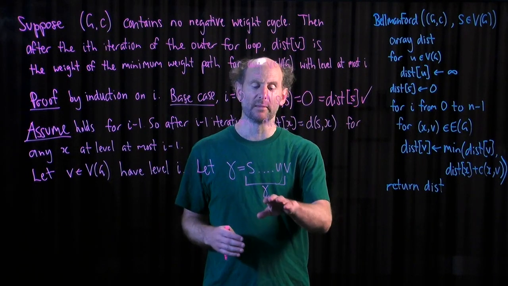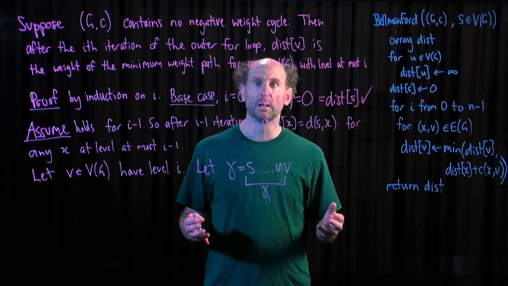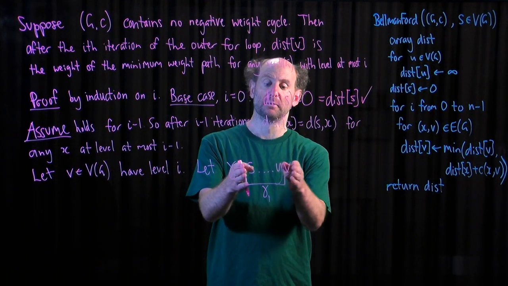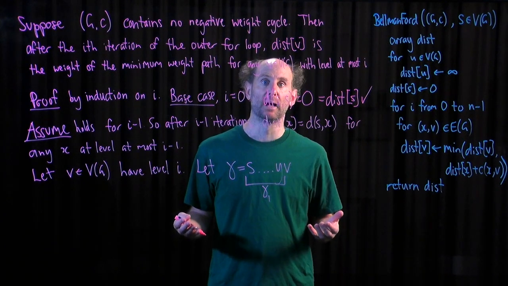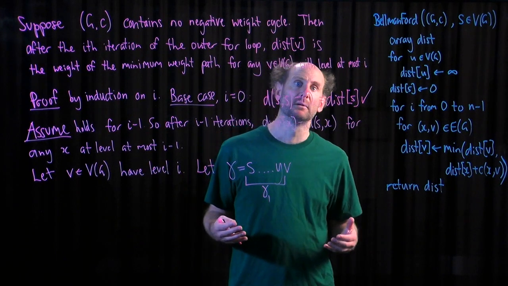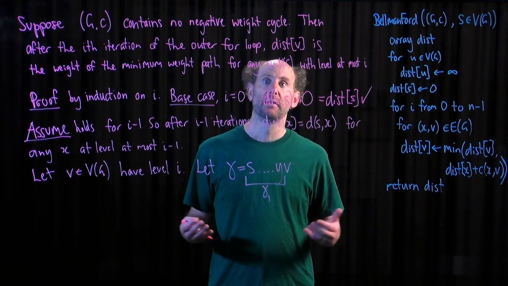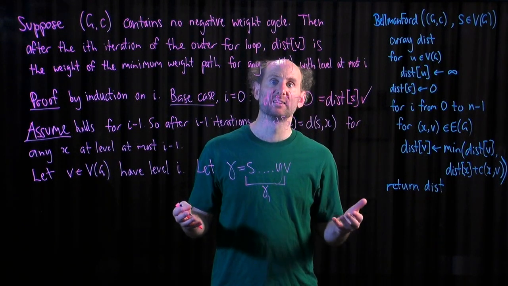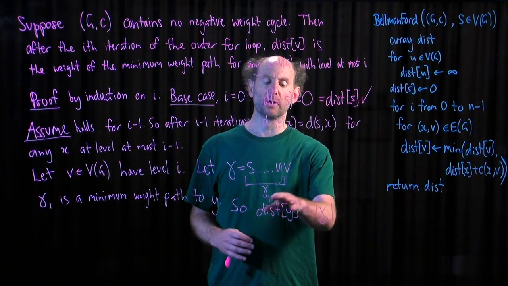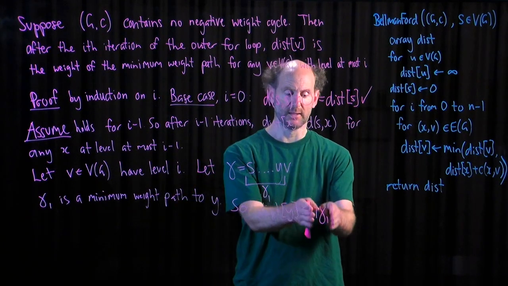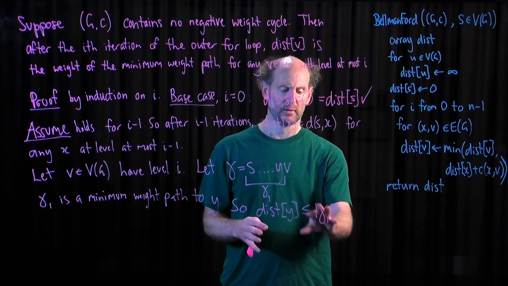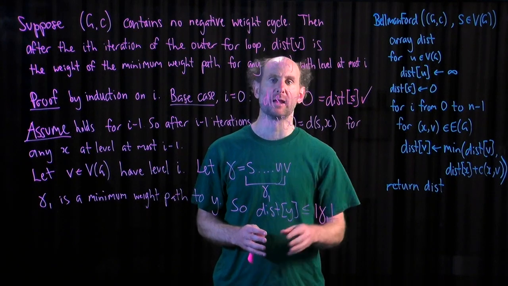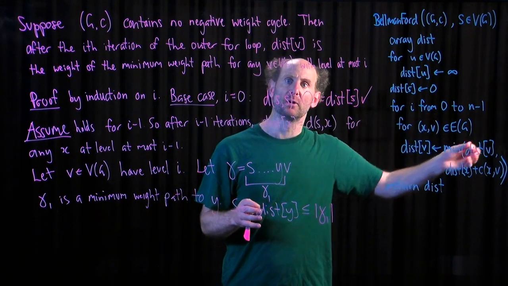Now, what can we say about the subpath gamma 1? Well, it must be a minimum weight path up to Y, otherwise gamma would not be a minimum weight path. So Y must have level i minus 1. And therefore, by the inductive hypothesis, we have dist of Y is less than or equal to |gamma 1|. So notice that I'm using these absolute value signs to represent the cost of a path. So this is the cost of gamma 1, the sum of all the costs of all the arcs in gamma 1.